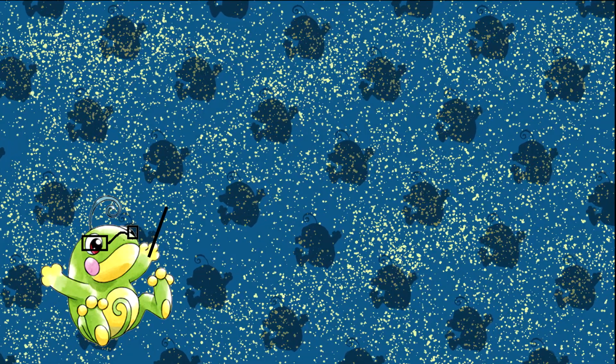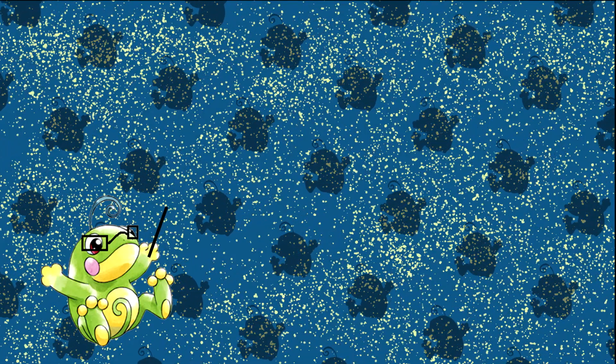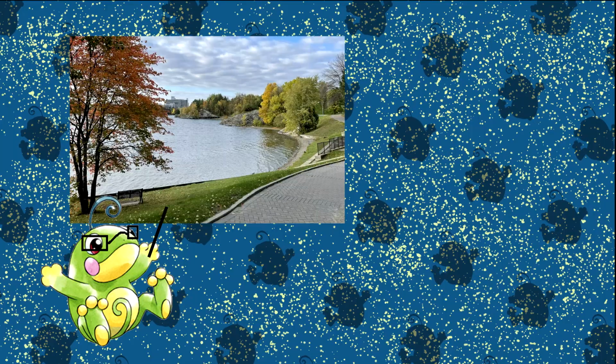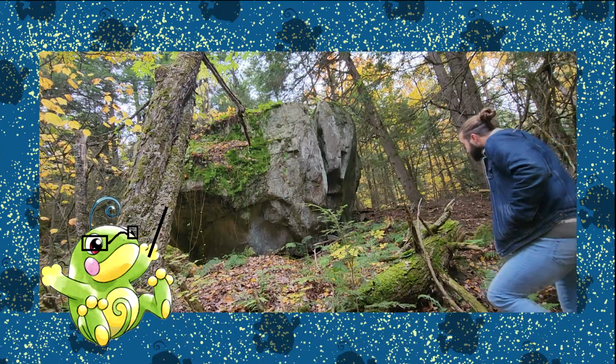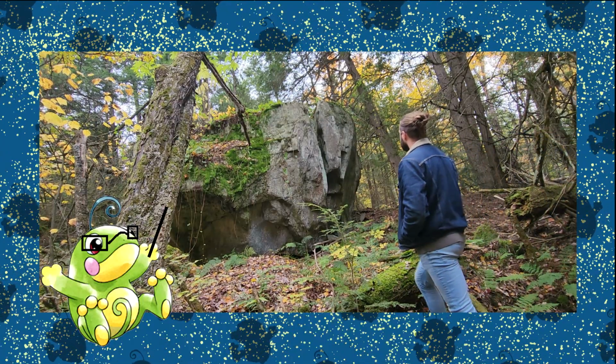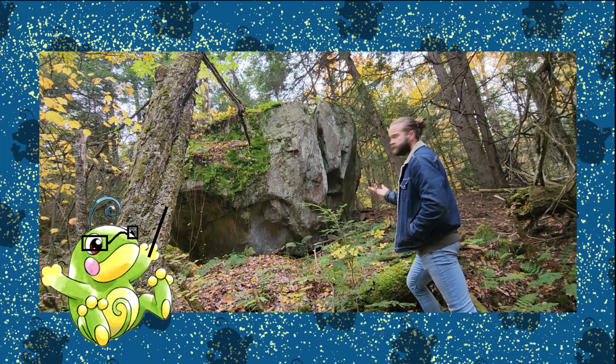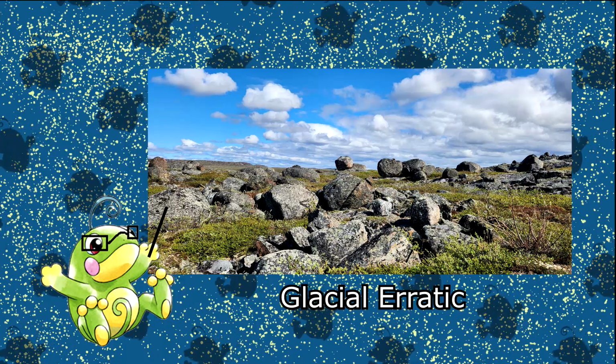I want to talk about one more glacial landform before we move on, and those are glacial erratics. Have you ever walked around outside, walked around the forest, touched some grass? Have you ever done that and come across a random large boulder or a collection of boulders just laying around with no reason for them to be there? These are most likely glacial erratics.